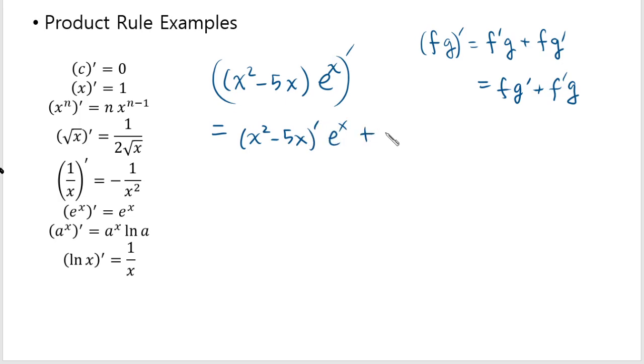e to the x plus x squared minus 5x times e to the x prime. Now when you differentiate this, x squared differentiates to 2x, and then x differentiates to 1. See how I'm ignoring the negative 5? That negative 5 is a constant multiple of x, so you just leave it there, okay?